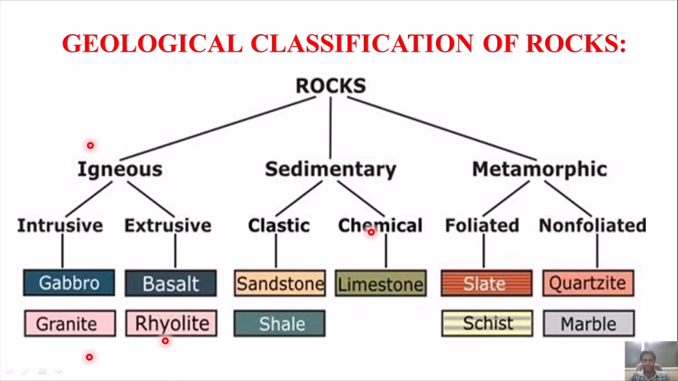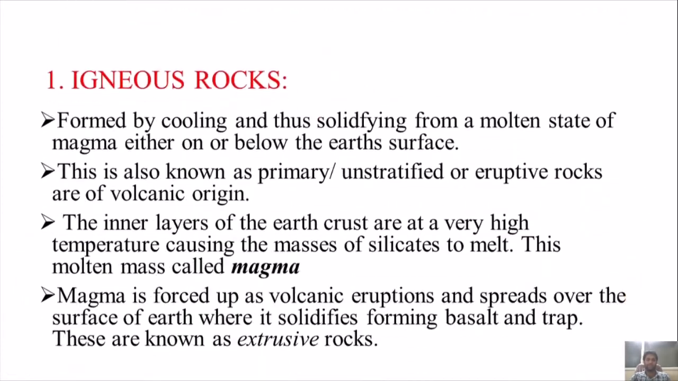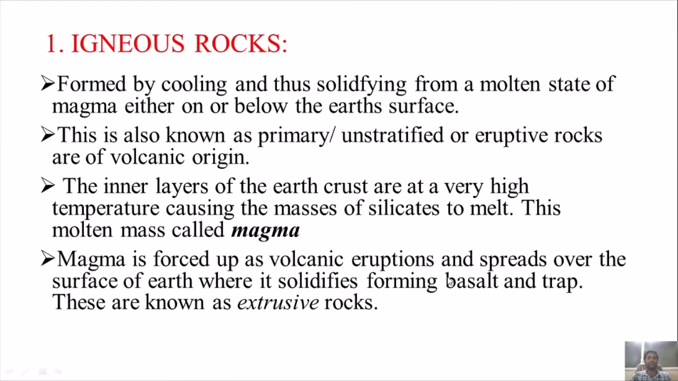Then sedimentary: clastic and chemical, such as sandstone, limestone, shale, etc. Under metamorphic you will get foliated, like slate and schist, and non-foliated, like quartzite, marble, etc. These are the different rocks based on the geological origin. So let me take you through the different rocks. In that, number one, igneous rock.